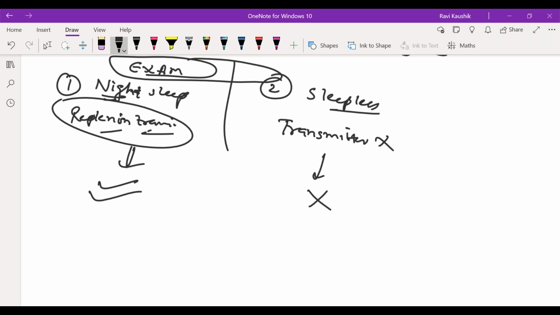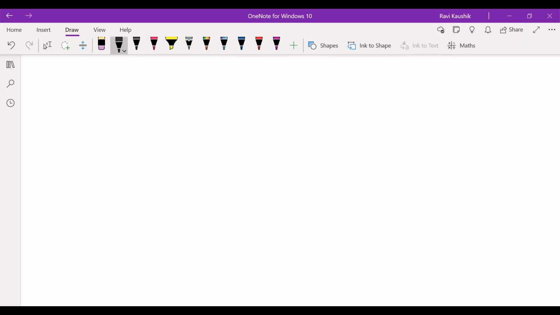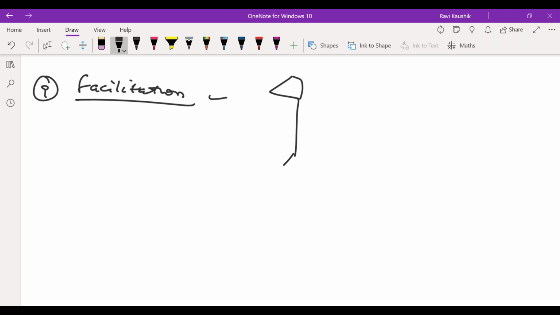Now the next property of the synapses, that is facilitation. So this is, I think, property number 9. What is facilitation? Let us say this is one neuron, and this is our second neuron, the post synaptic one. Whenever the action potential comes, the calcium channels open, and calcium comes in, right?